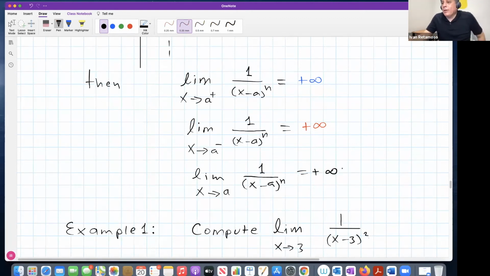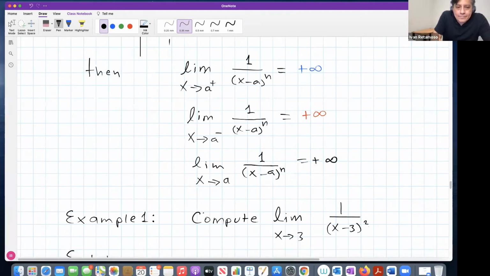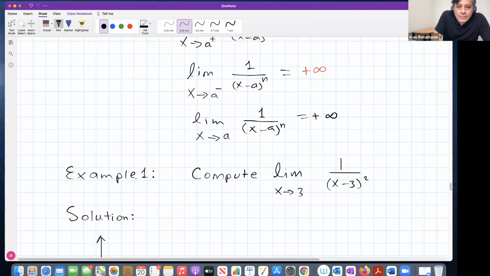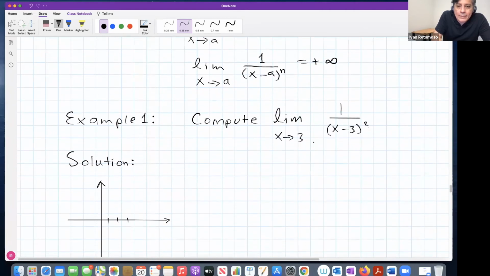So these properties, guys, will help a lot when you figure out infinite limits. How? Well, for example, look at this. Before we go to the worksheet, let me show you some examples. Example 1, compute the limit of this function, 1 over x minus 3 squared, as x approaches 3.